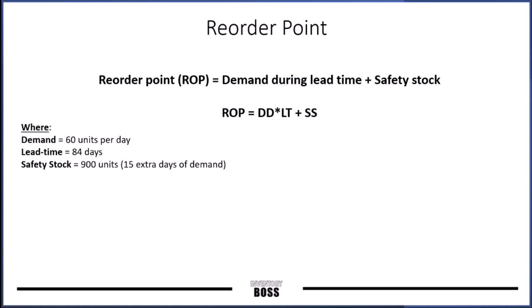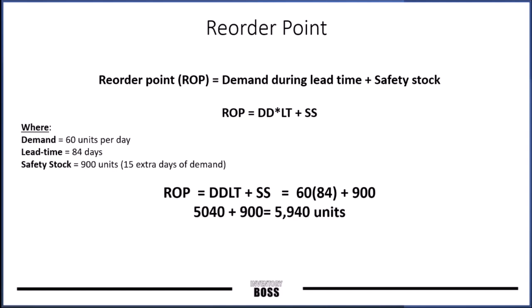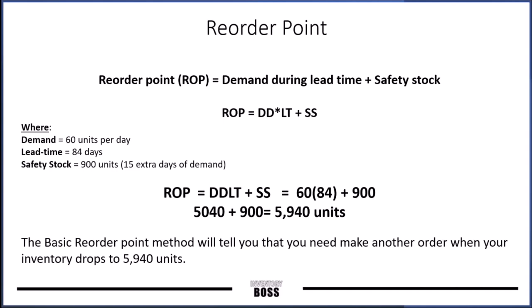So the formula ends up looking like this. Our reorder point equals our daily demand times the lead time plus safety stock, which is 60 times 84 plus 900, which further resolves to 5,040 units plus 900, which equals 5,940 units. So the basic reorder point method will tell you that you need to make another order when your combined inventory, that would be whatever you have at a distribution center plus your warehouse plus anywhere else, drops down to 5,940 units.